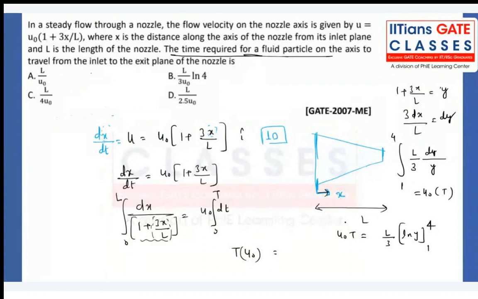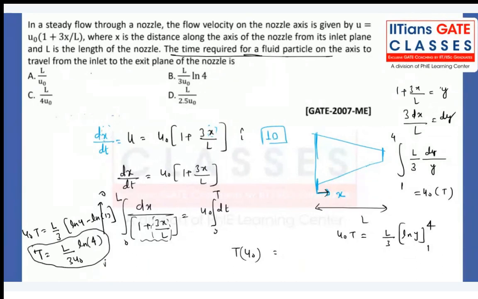So what can we write? B is correct. Further we can write u naught into t equals L by 3 times (ln of 4 minus ln of 1). Ln of 1 is 0. So t will be L by 3 u naught ln of 4. This will be the answer. B will be the answer. Getting my point, all of you?